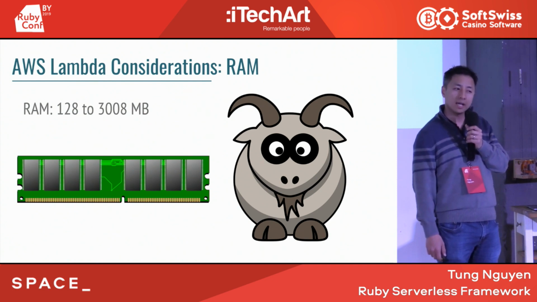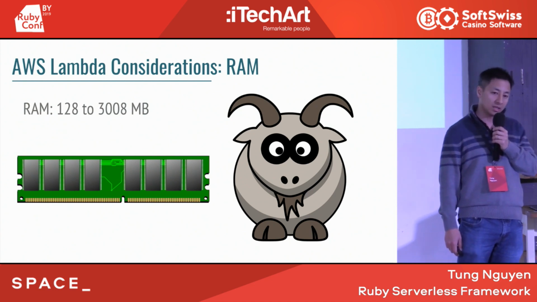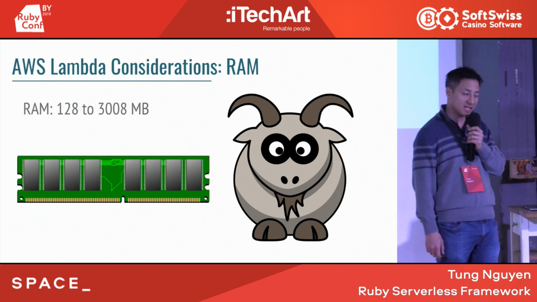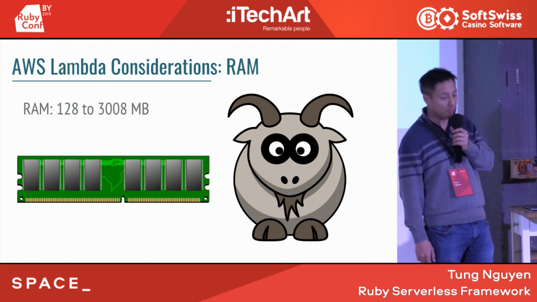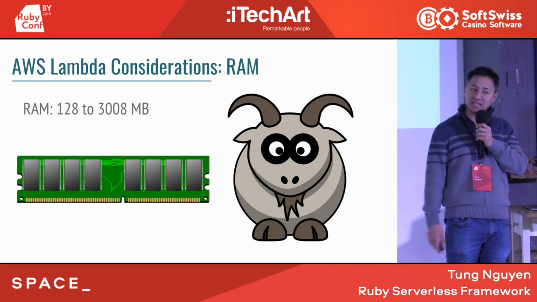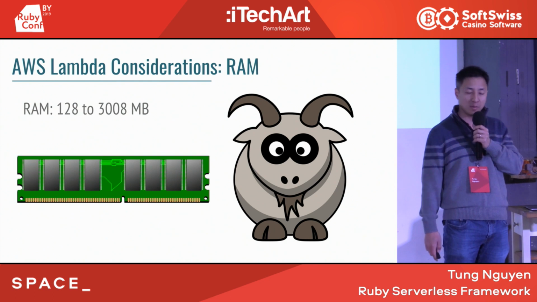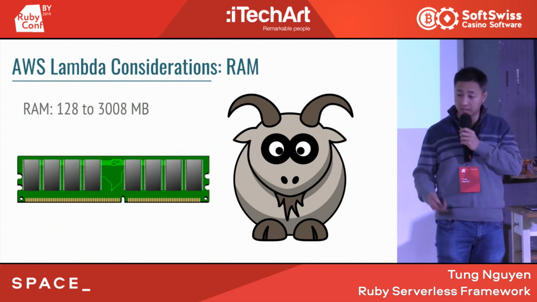But here, you're not scaling a thread. You're not scaling threads. You're scaling the entire server. So if your Ruby process takes more than 3 gigabytes of RAM, you probably got other problems. So I don't think that's actually a big concern. 3 gigs of RAM for basically a Ruby process should be sufficient.